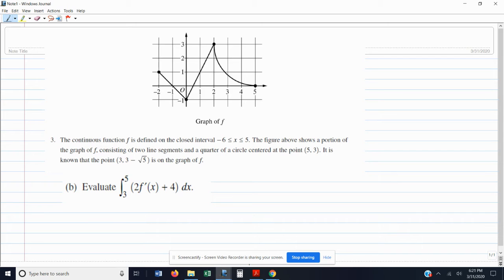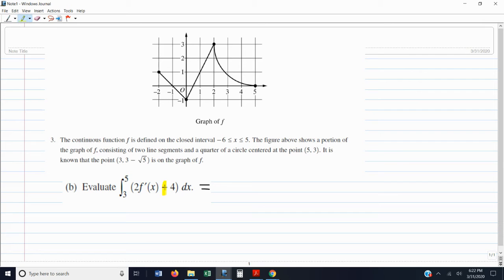You have a graph of f, and part B is asking you to evaluate the definite integral from 3 to 5 of 2f prime of x plus 4 dx. If you want to pause and try this, feel free to do that.